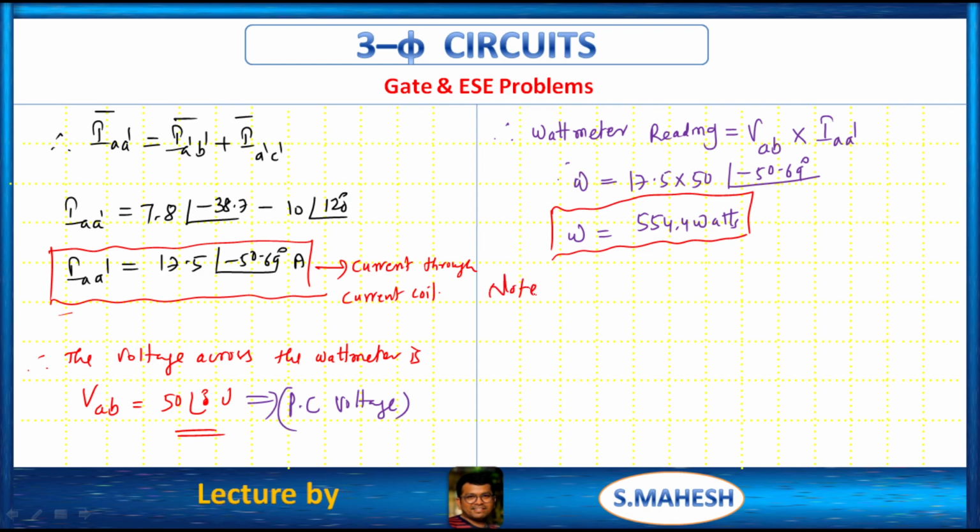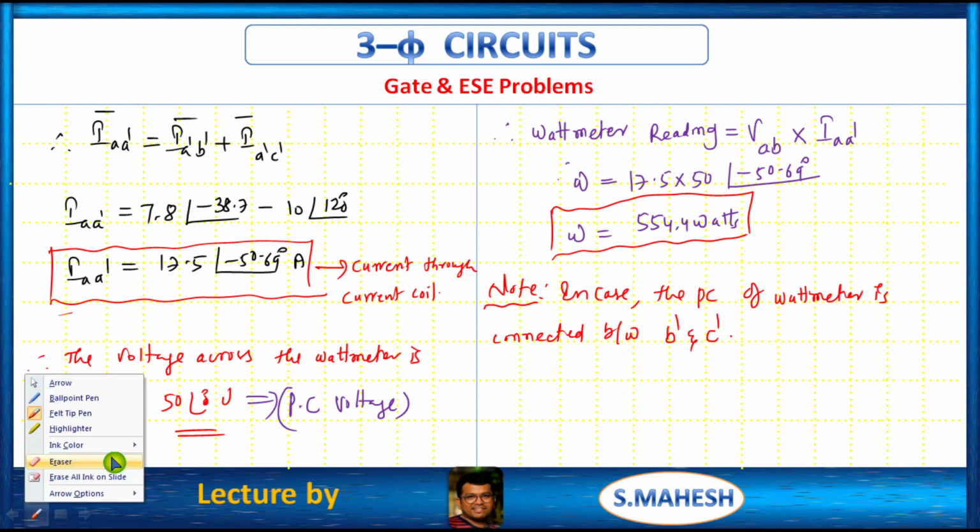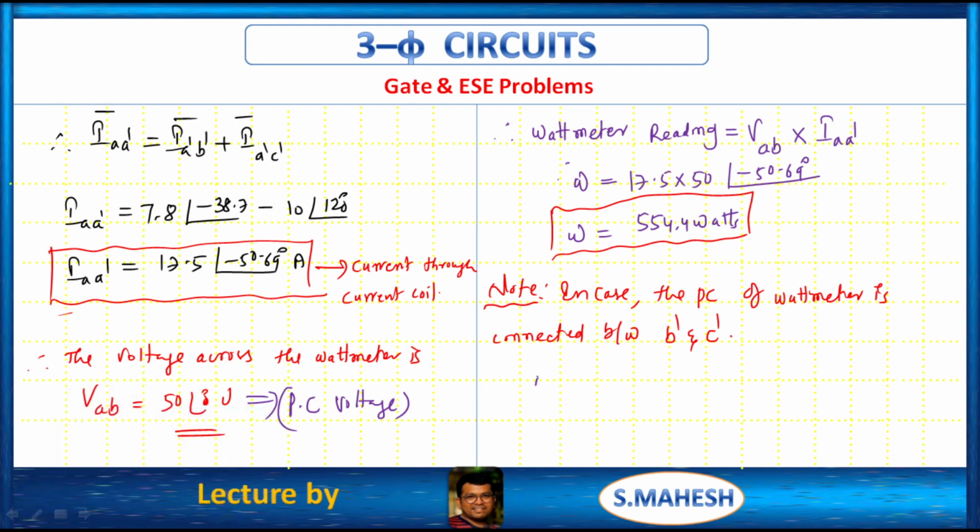Note, in case the PC of the wattmeter is connected between B dash and C dash, therefore the wattmeter reading is what? 17.5 into 50.